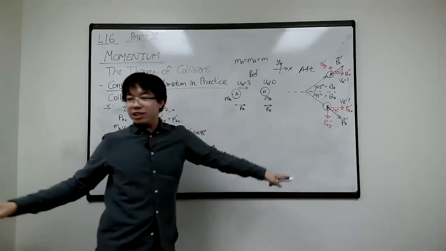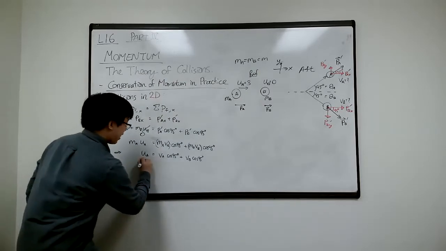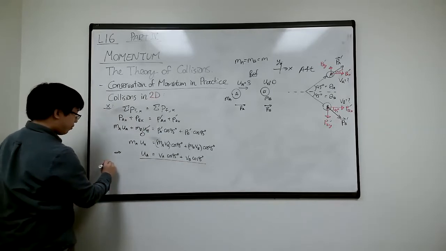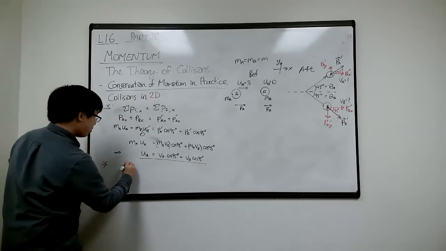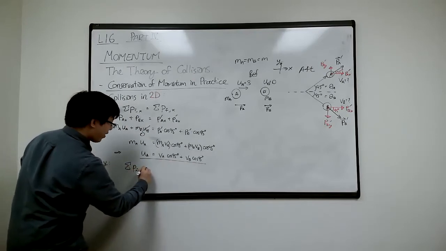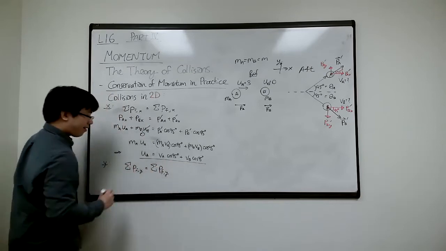So take down the notes of the extra exercise for your own try. Okay, so that's the x equation. For the y equation, again, we'll do the same thing. So sum of P initial in the y direction must be the sum of P finals in the y direction.